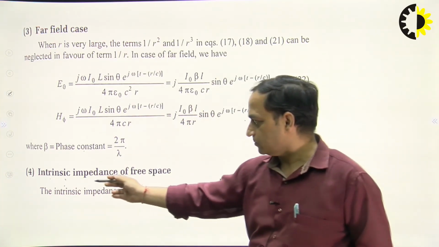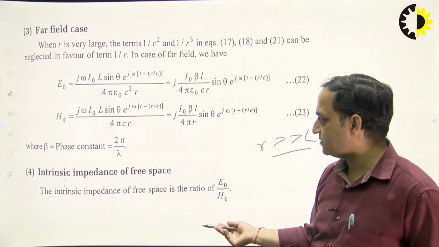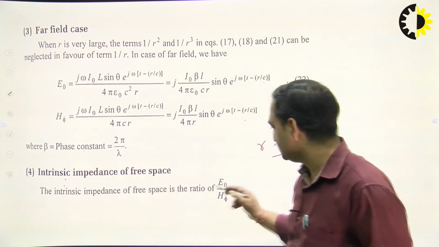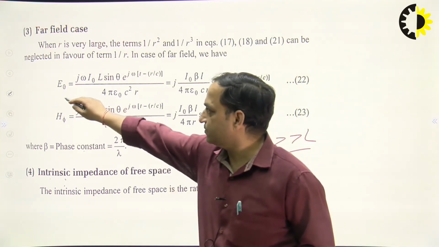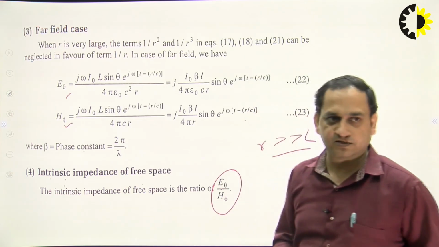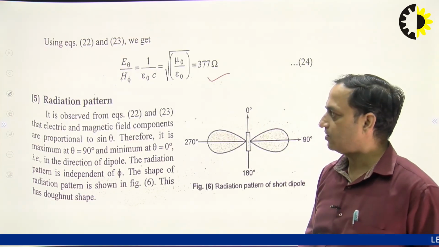Now come to the intrinsic impedance of free space. This is a very basic formula. We know that E theta upon H phi is the intrinsic impedance, where E theta is this one and H phi is this one. When we divide these two, we get 377 ohm.